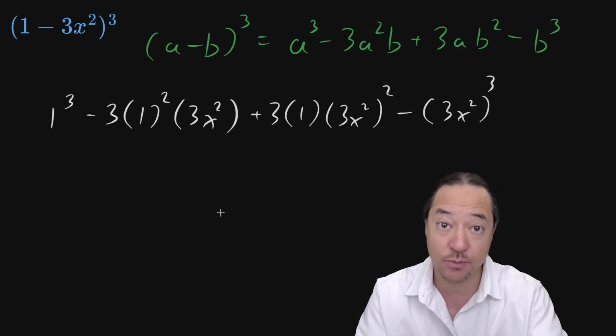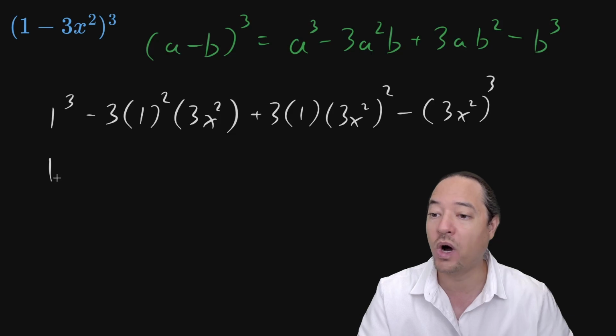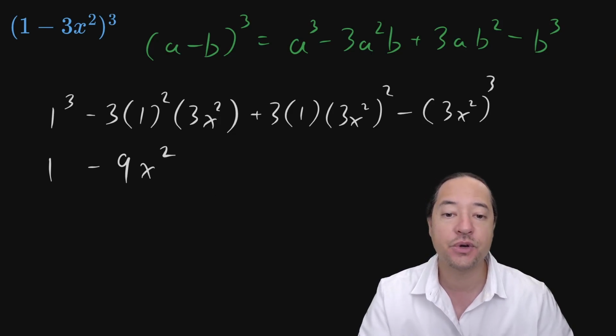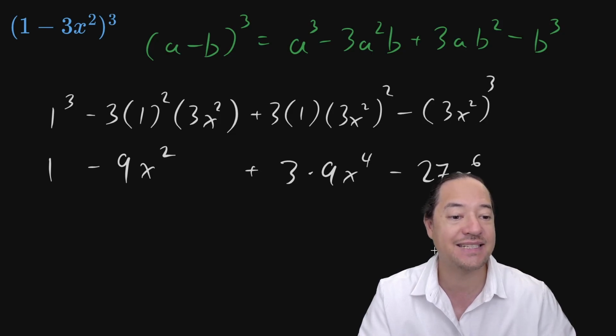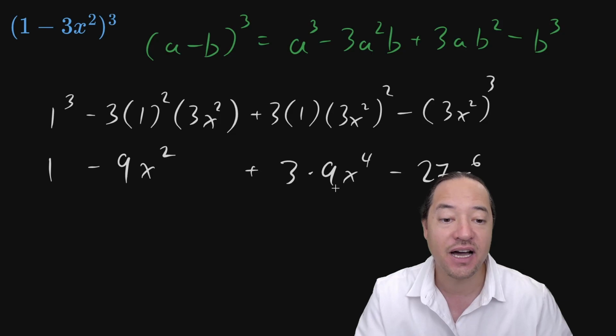Okay, so now let's simplify. Well, this is just 1. Okay, that's nice. Here we'll have a minus 3 times 1 times 3 is 9x squared. Okay, that works out. Here we're going to have a plus 3 times 1 times, well, okay, so let's do this one first. This is going to be a 9. So it's 3 times 9x to the fourth power. And then finally here we'll have a minus 3 cubed is 27, x squared cubed is going to be x to the sixth power.